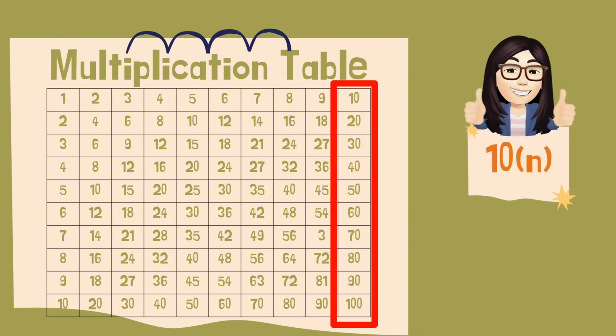Just the same in 10, 20, 30, 40, 50, 60, 70, 80, 90, 100. This time, the pattern adds 10 to the next term. So we can use the nth rule, 10 times n.